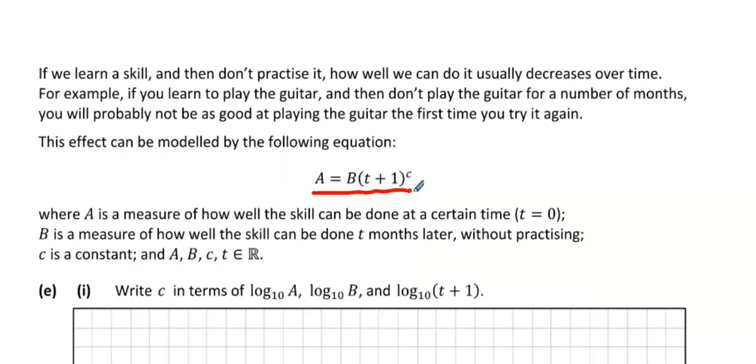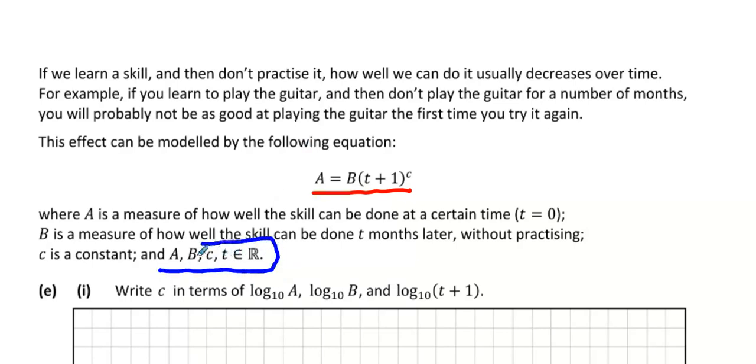So it's safe to say that this question seems to be very different than the first couple of questions we did. It's almost like a reset. And the first part is worth 10 marks, and the next part is worth 5 marks, okay? Now, where A is the measure of how well a skill can be done at a certain time, t equals 0. B is the measure of how well a skill can be done t months later without practicing. C is a constant.